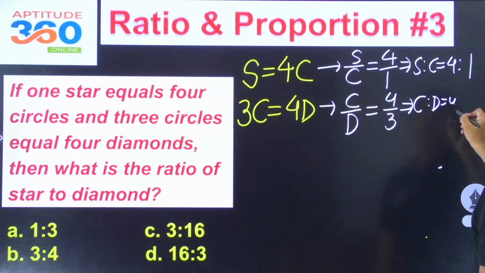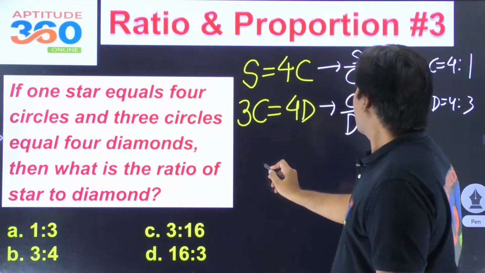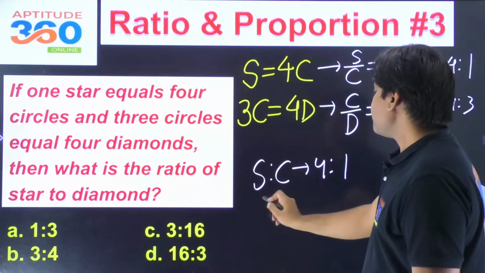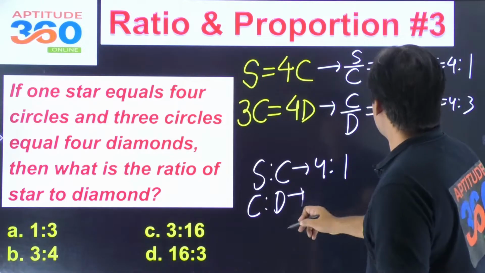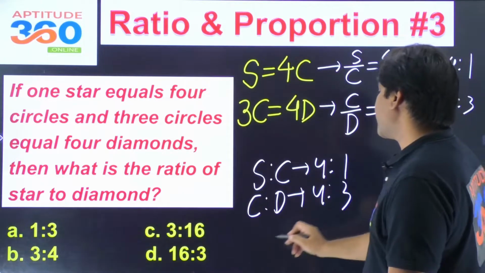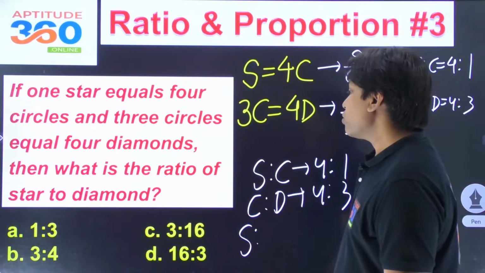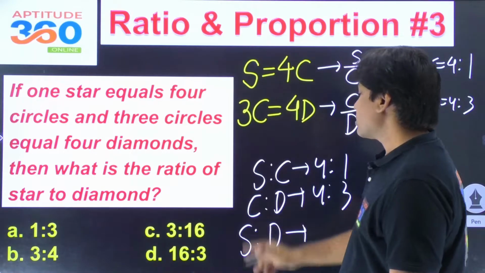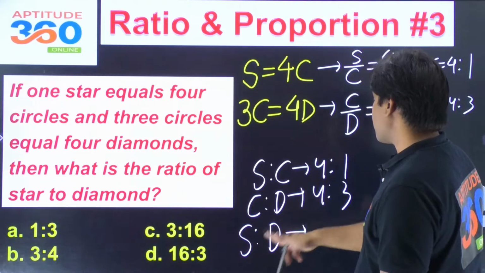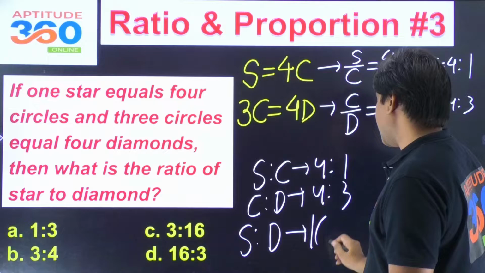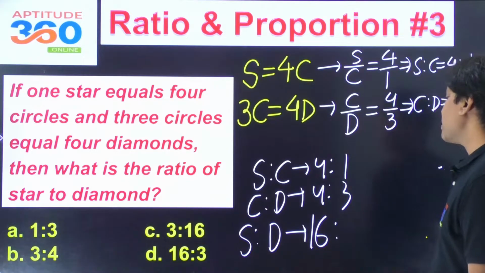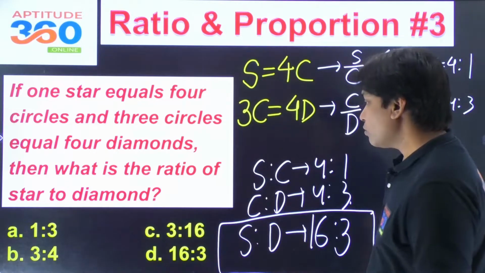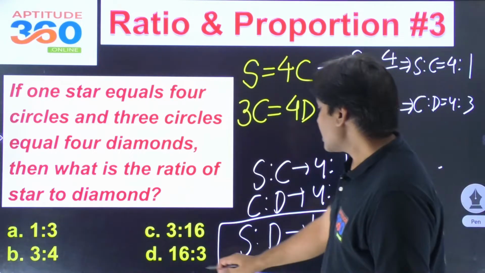So probably you know that these two are in this ratio, and you will have to find out circle is to star to diamond. You don't even have to find out circle. So star to diamond, how do we find out? Star is going to be 4 into 4, which is 16, and the diamond is going to be 3 into 1, which is 3. So what is the ratio of star to diamond? This is going to be 16 is to 3.